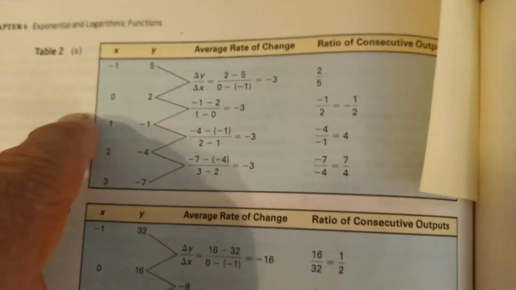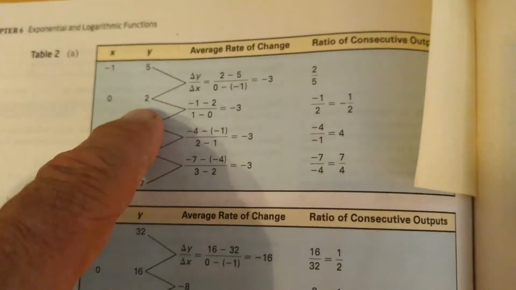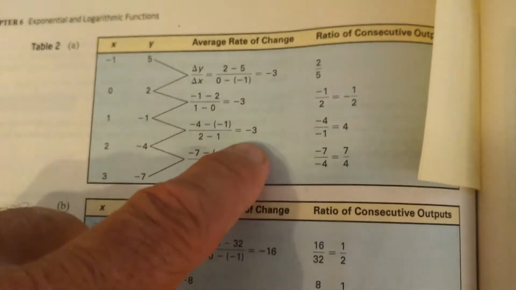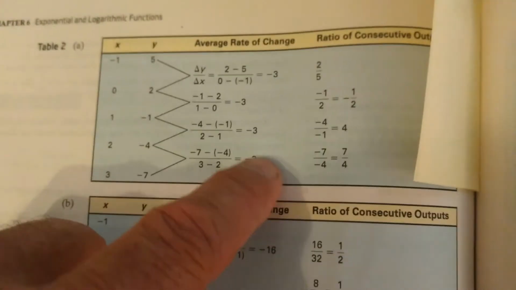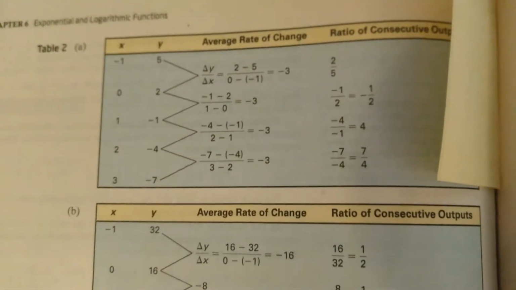So use this ordered pair and this ordered pair to figure out the slope, we get -3. Then we use this ordered pair and this ordered pair, we get -3. We do it again, -3. So we can see anytime we do rate of change and we get the same slope for all our pairs of ordered pairs, that means the equation is linear.